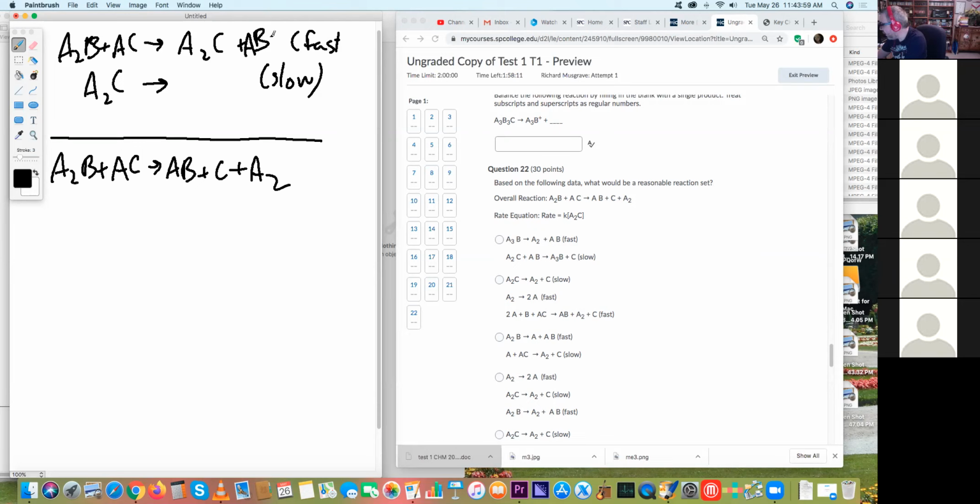Okay, well, AB actually happens to be a product as well, which is cool. That helps. And you can see here, if we do A2C, we can actually split that into C plus A2, and we're done. There is no need for a third step in this case, because we can actually make that from the second step. That would be it. So any questions about that one?